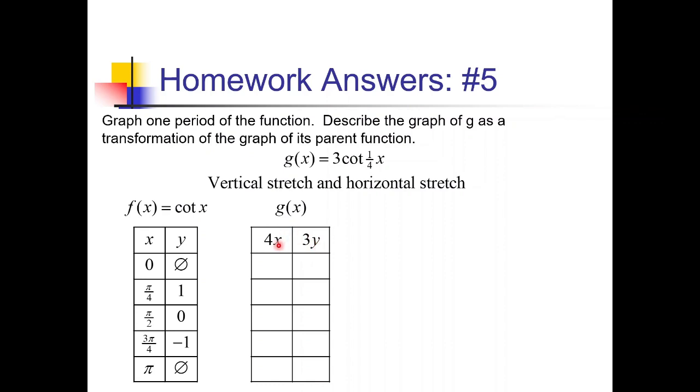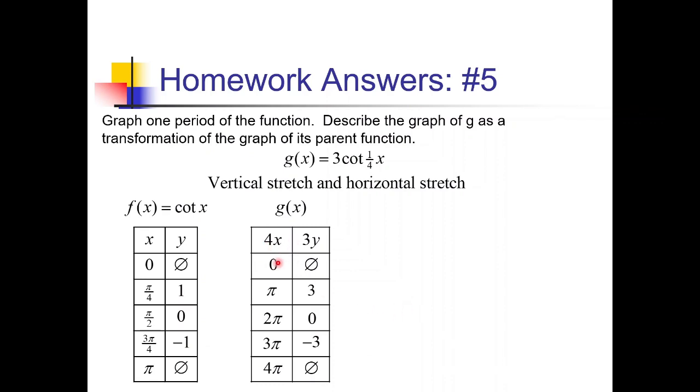So for the x's, we're just multiplying each of these by 4. So 0 is still 0, but pi over 4 is now just pi. Pi over 2 is going to be 2 pi. 3 pi over 4 is 3 pi, and you can probably follow the pattern here. 4 pi is next. For the y values, multiplying by 3, undefined is still undefined, and then we have 3, 0, negative 1, or negative 3 rather, and also undefined.